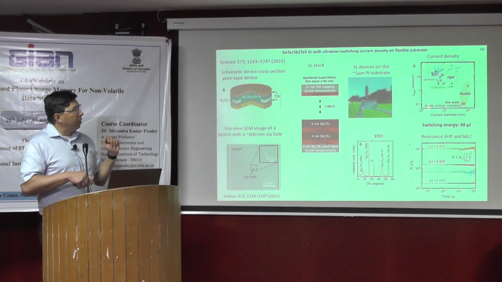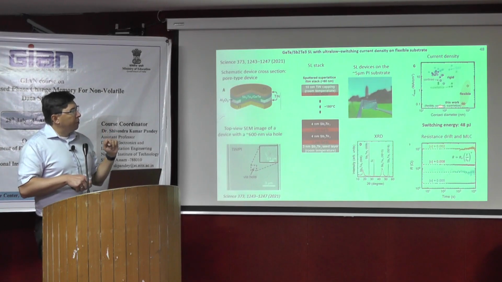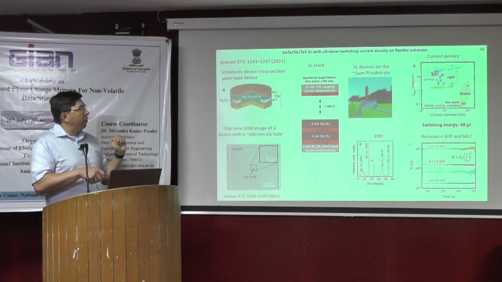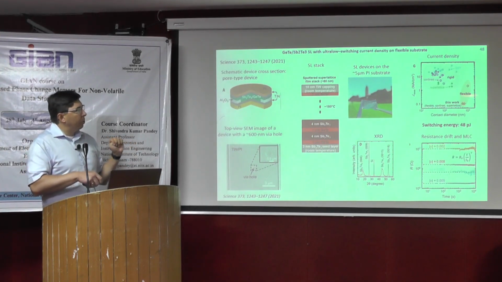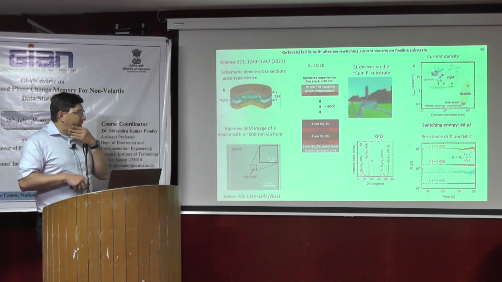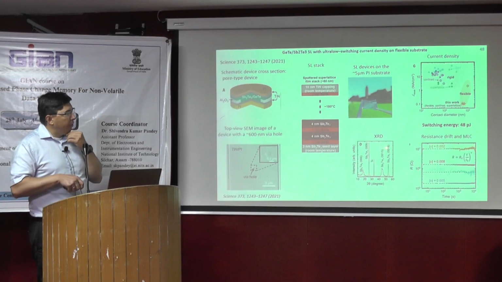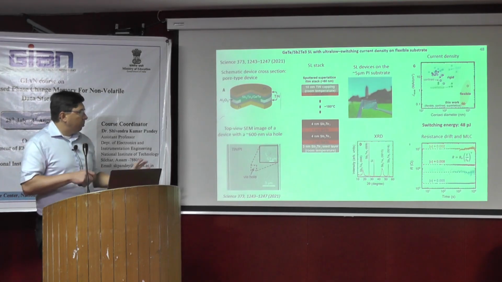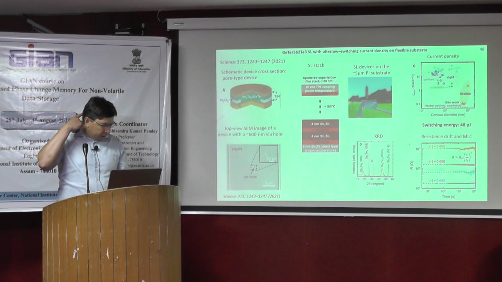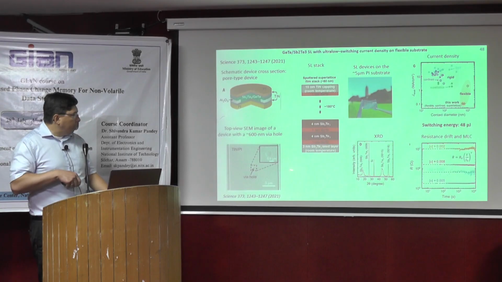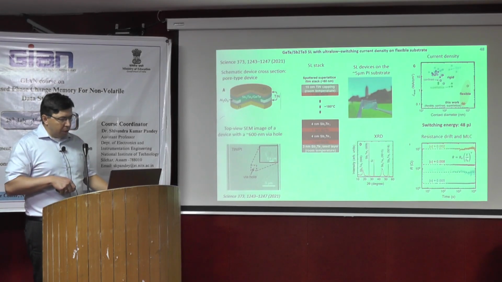And this is the current density required to switch the device. This is very, very low, on average 0.188 in this range, so very low current densities. And the switching energy is like 84 picojoule, and such superlattices have very low resistance ratios in the range of 0.2. So this is how these superlattices can be used for microelectronics or flexible substrates.